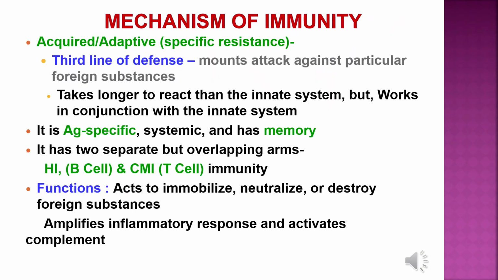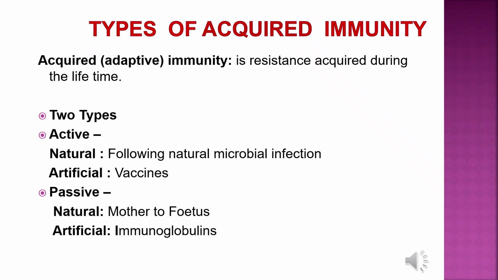Then mechanism of immunity. In acquired or adaptive immunity, there is a third line of defense. Then we'll see types of acquired immunity, which we already saw. Acquired immunity is resistance acquired during the lifetime. It is of two types, active and passive. Active is again of two types, natural and artificial. An example of natural immunity is following natural microbial infection, and artificial is because of vaccines. Passive is again divided into natural and artificial. A natural example is immunity transferred from mother to fetus, and artificial is through immunoglobulins or ready-made antiserums.